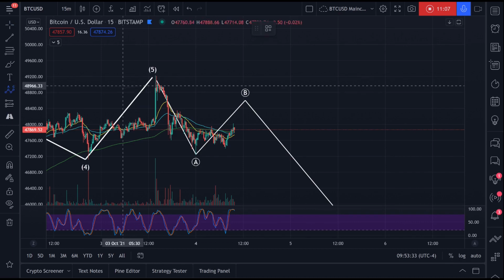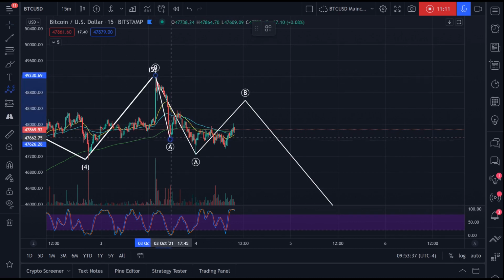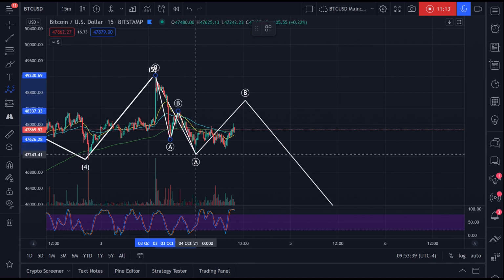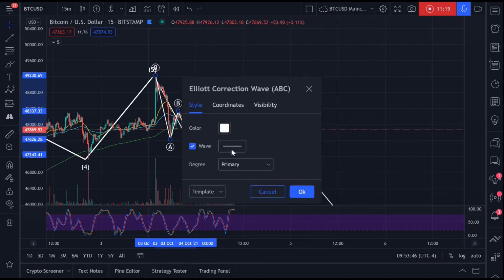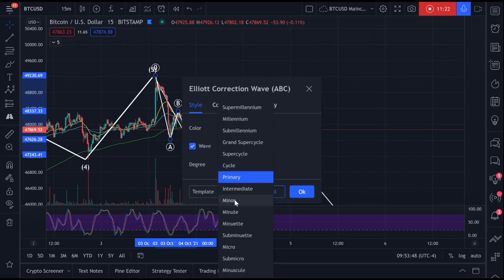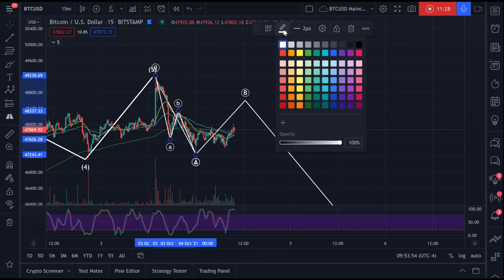But see, for those of you who can't see, let's draw it out. So if you use your Elliott wave, it would be like A, B, C, and then what we can do is we can make this a minor or minute, actually. Okay, just so you can see, you can change the color, make it red.